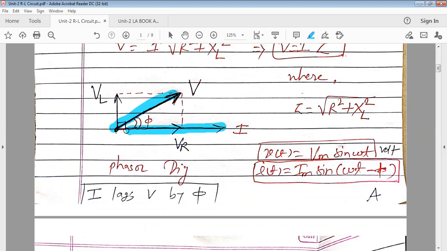Now all of you can see here, total voltage and total current. Is there any phase difference between total voltage and total current here, or are both in phase? Yes, phase difference is there. Very good. How much do we denote the phase difference between total voltage and total current? We denote it by phi.